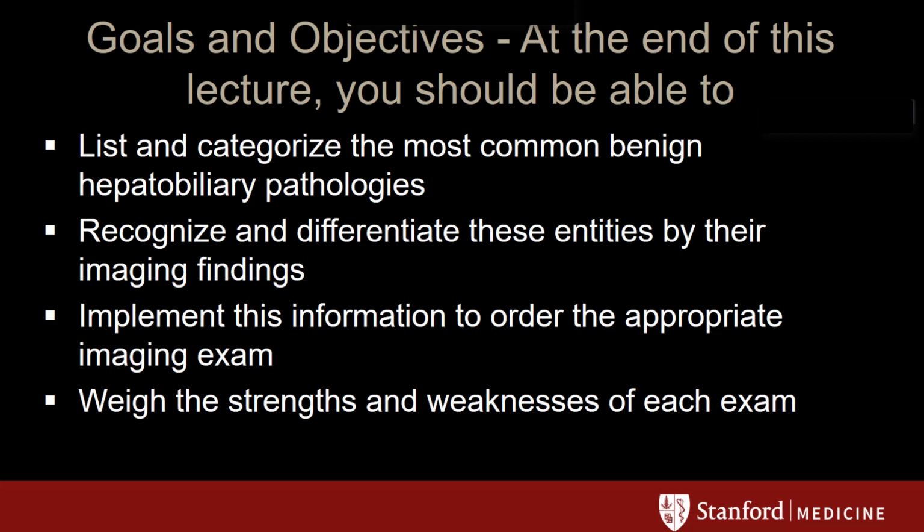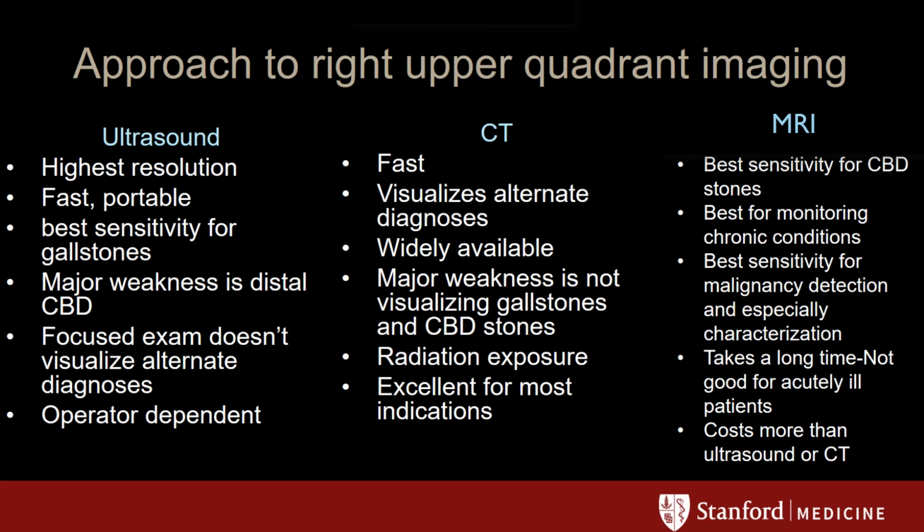So at the end of this lecture, you should be able to list and categorize the most common benign pathologies. I want you to be able to recognize and differentiate them by their imaging findings, and then use this information to order the appropriate imaging exams, and then be able to weigh the strengths and weaknesses of each of those exams. So, I want to just compare and contrast different imaging modalities when you have a patient with symptoms referable to the liver or biliary system.